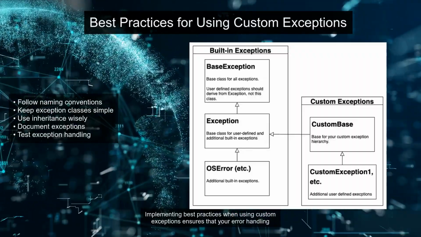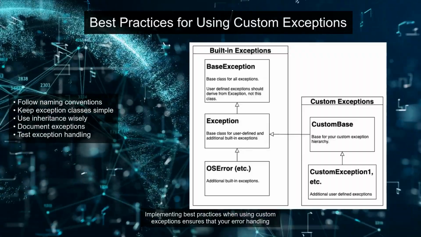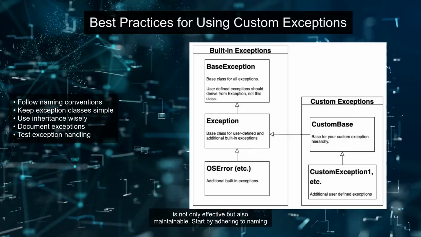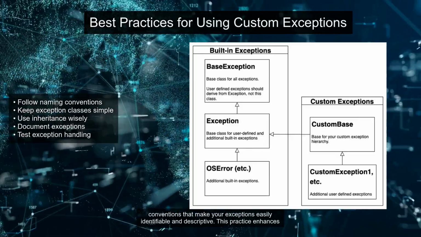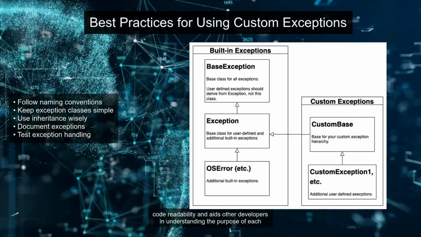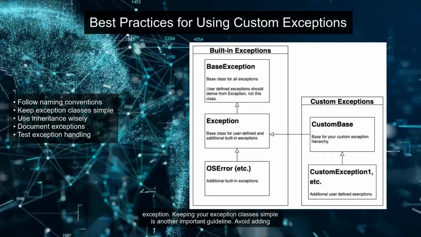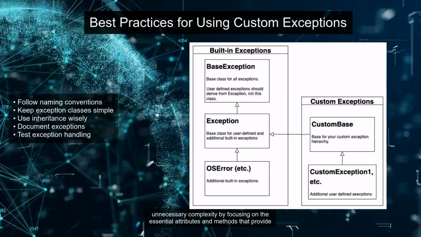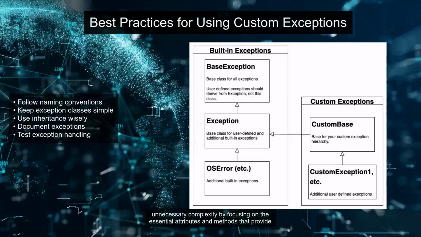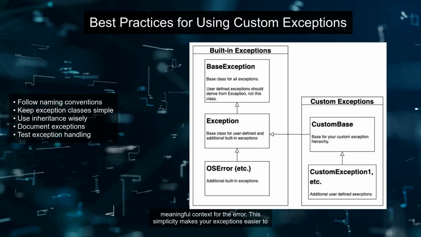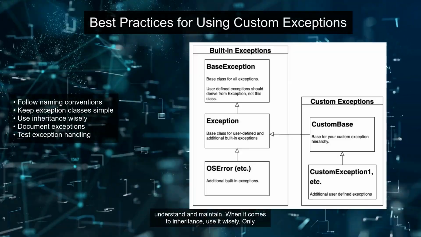Implementing best practices when using custom exceptions ensures that your error handling is not only effective but also maintainable. Start by adhering to naming conventions that make your exceptions easily identifiable and descriptive. This practice enhances code readability and aids other developers in understanding the purpose of each exception. Keeping your exception classes simple is another important guideline. Avoid adding unnecessary complexity by focusing on the essential attributes and methods that provide meaningful context for the error. This simplicity makes your exceptions easier to understand and maintain.